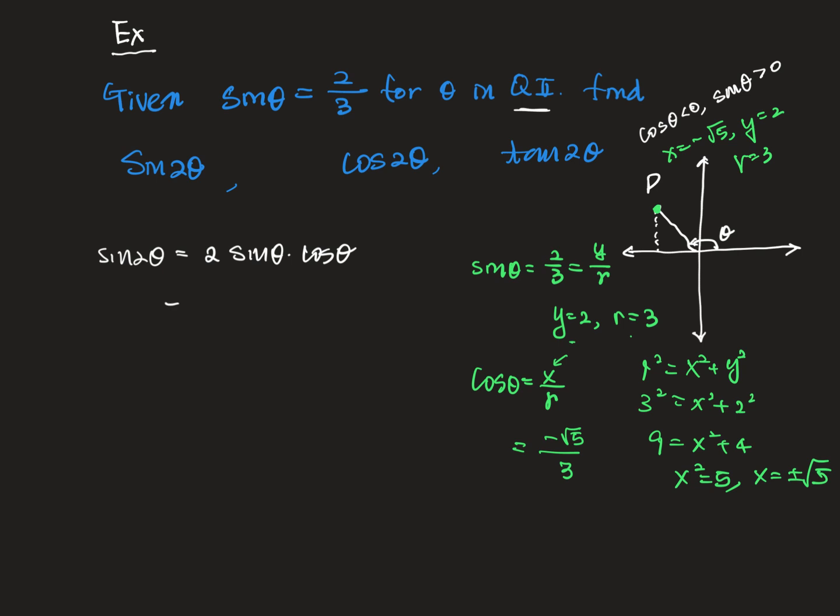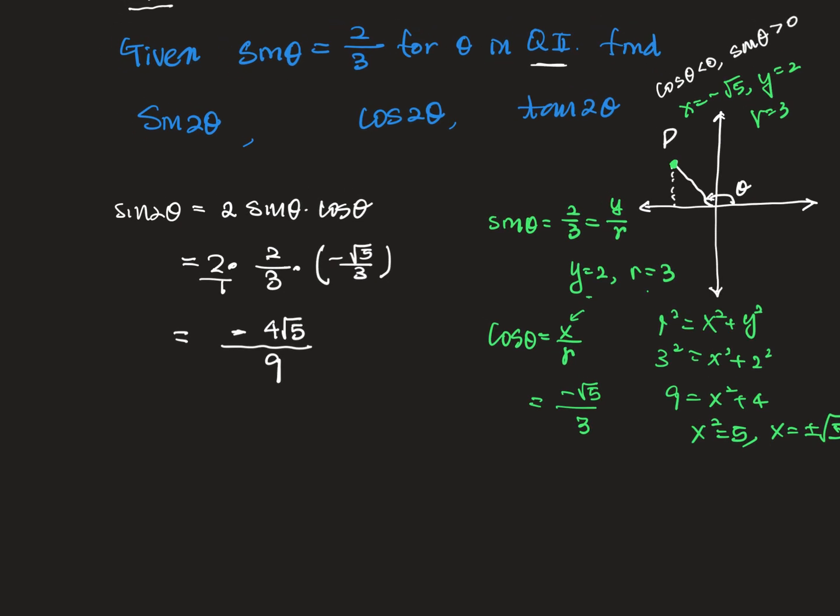Now we have sine theta and cosine theta. 2 times sine theta, 2 over 3, times cosine theta, negative square root of 5 over 3. The denominator is 3 times 3, which is 9, and the numerator is 2 times 2 square root of 5, which is 4 square root of 5. Sine is negative. That gives us sine 2 theta. Okay?